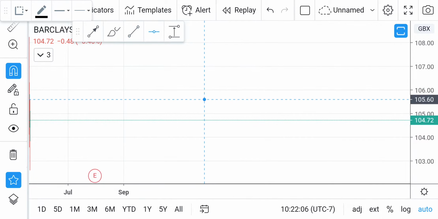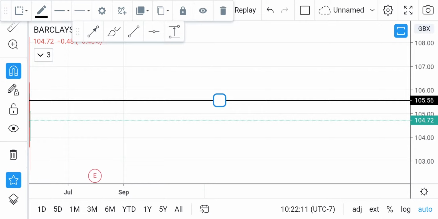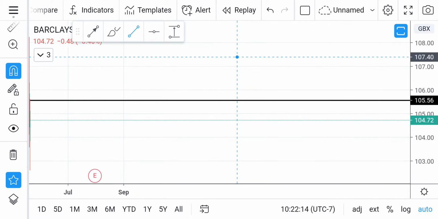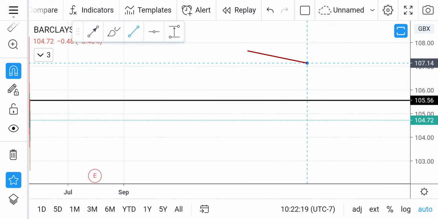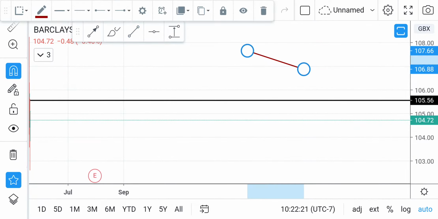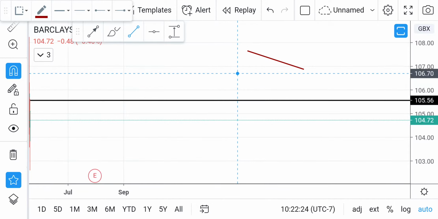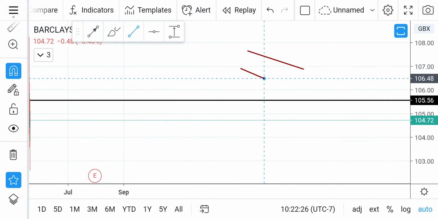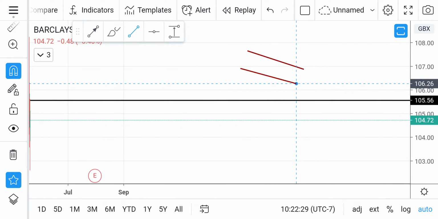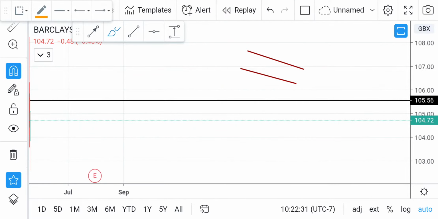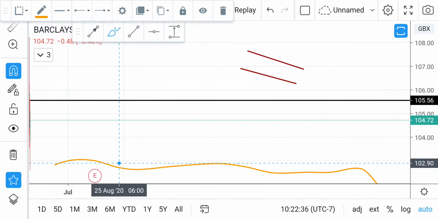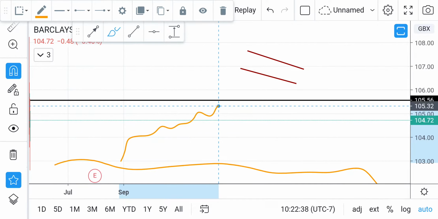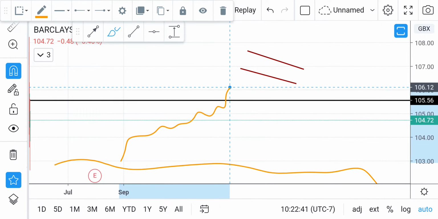Let's say this is your resistance, and let me try to illustrate how a flag looks. You have something like a falling channel, a falling wedge or a symmetric triangle. So a bull flag, let's say this is your 200 period moving average, is in an uptrend and price is trending up and it breaks above resistance.